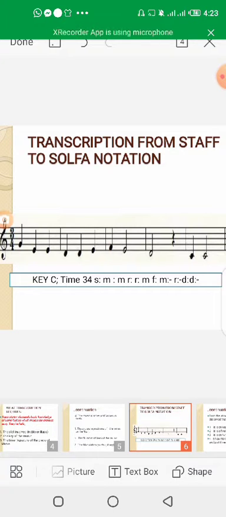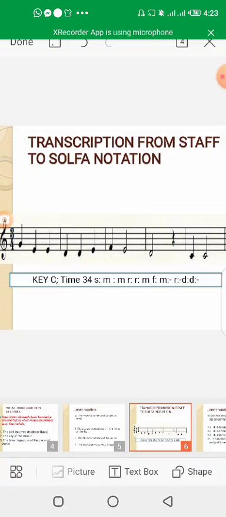Now you see, the first note is on G. The second note is on E. The third one is on E. And you see the bar line.